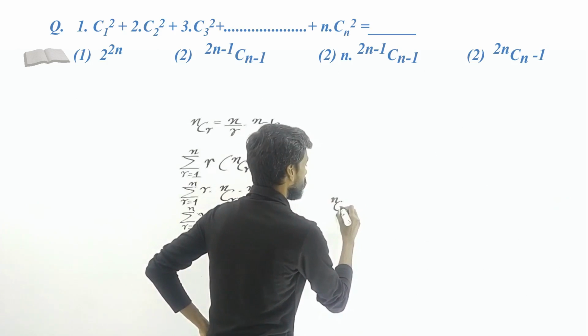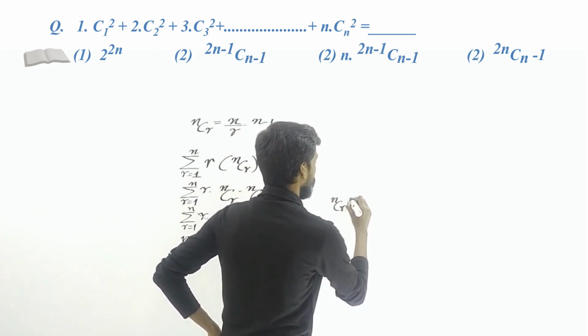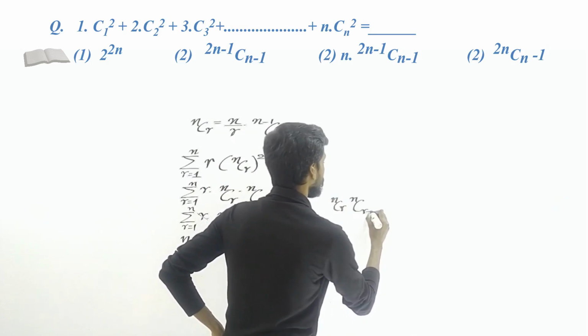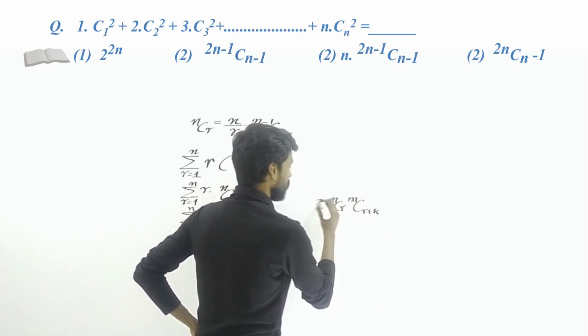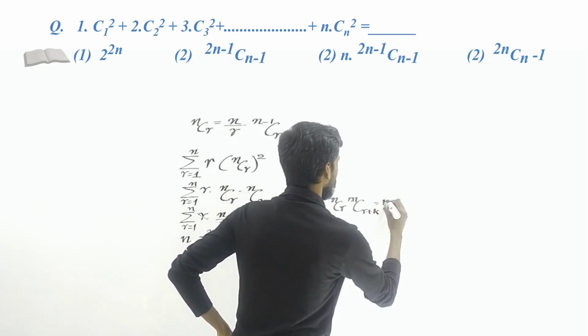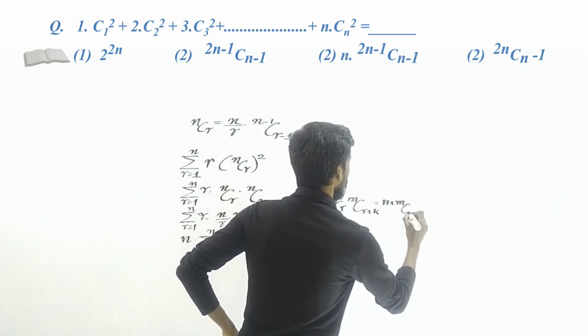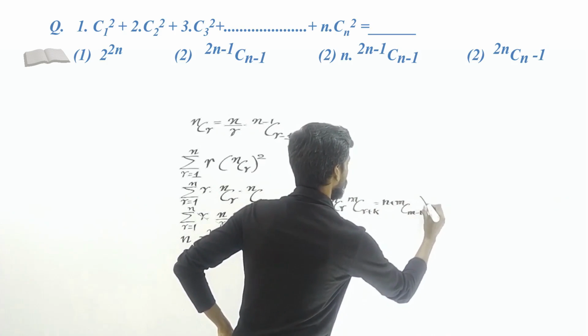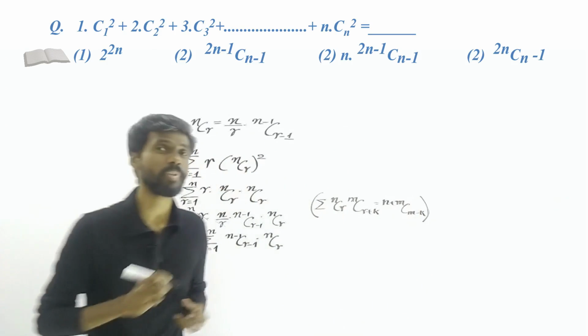nCr multiplied by nC(r+k). That summation is written as (n+m)C(m-k). So this is like a formula, right? This we have derived.